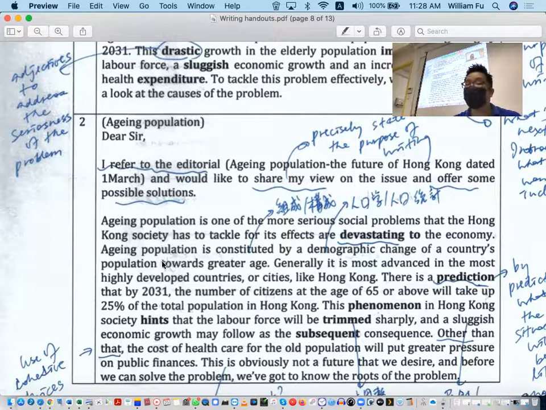Okay, aging population is constituted, not causing. It's just like giving you a definition by demographic. Now, demographic means 人口學. Okay, demographic change of a country's population towards greater age. Here, this writer tried to give you the definition first. Okay, now generally it is more advanced in the most highly developed countries or cities like Hong Kong.